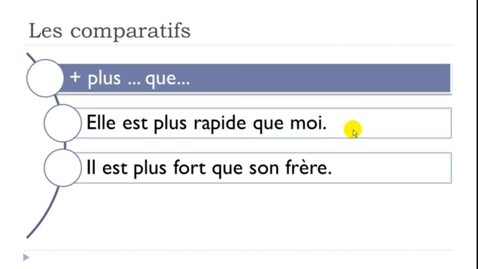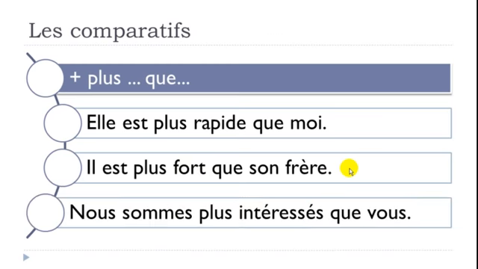Il est plus fort que son frère. Fort is strong. Nous sommes plus intéressés que vous. In that case, you make this little liaison between the two, so you hear a little bit this S. Let's see them one more time. Elle est plus rapide que moi. Il est plus fort que son frère. Nous sommes plus intéressés que vous.